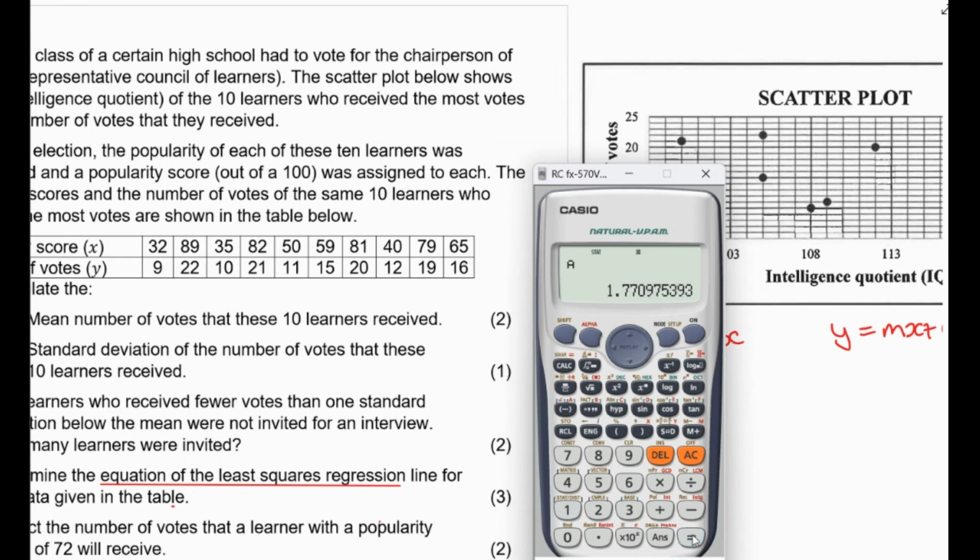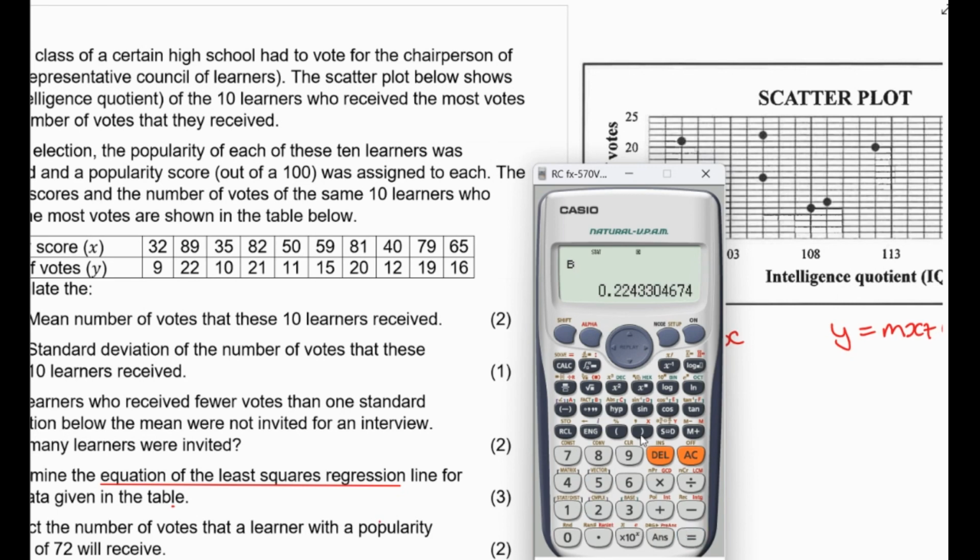So A is 1,7709, which is roughly 1,77. Please write that one down. A is 1,77, right? And then now we want B. We don't need to enter the values again. So what you do, you just go to SHIFT 1 again, and then we go to regression, which is 5 in this calculator, and then we press B. B is 2, and then equals.